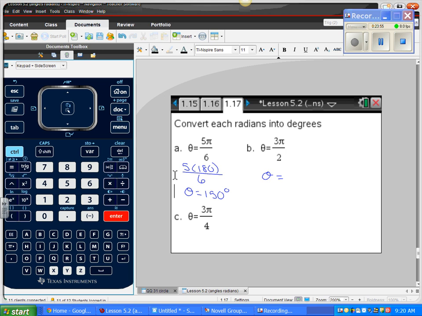3 pi over 2? 270. You guys have to know that one off the top of your head. That's one of those ones right on our unit circle on the 90s. Okay. 3 pi over 4? 135. Very good. How do you guys feel about that? Good? Okay.